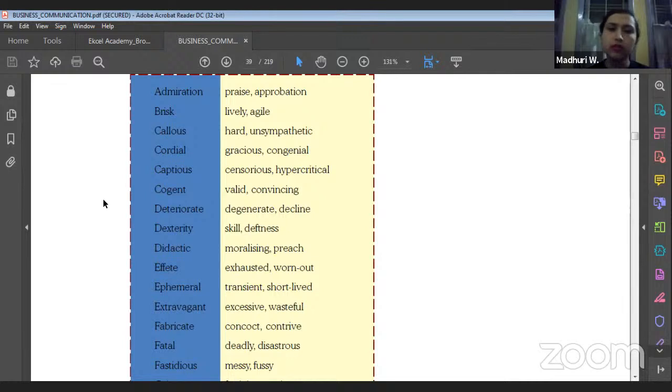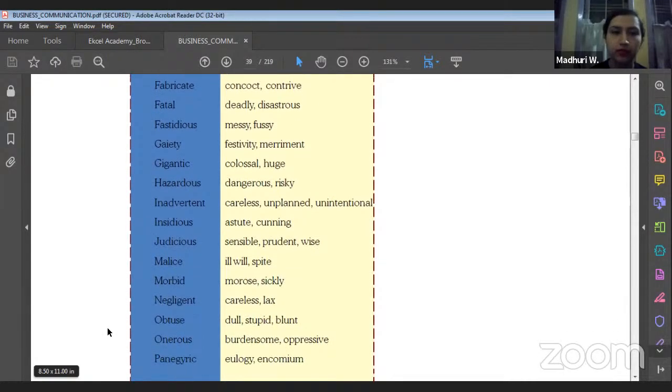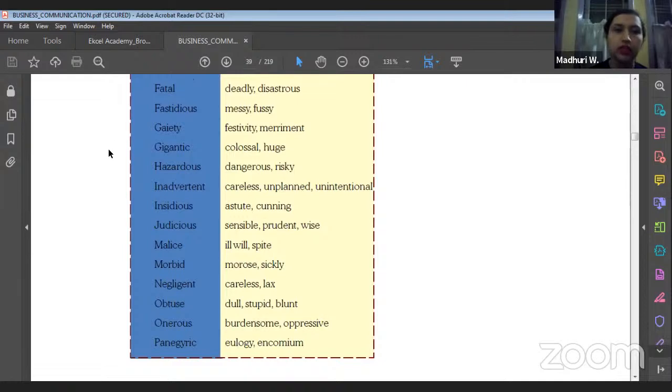So let's take a look at the most commonly used ones, actually. Okay. So you have deteriorate, that is to decline or to degenerate, right? Then you have dexterity, which refers to skill or deftness. Didactic is something that is preachy or moralizing. Fabricate is to concoct, to contrive. Okay, gigantic is colossal or huge. Hazardous is something that is dangerous or risky. Malice is like ill will or spite. Morbid is morose, sickly. Negligent is careless or lax, right? And obtuse is dull, stupid, blunt.